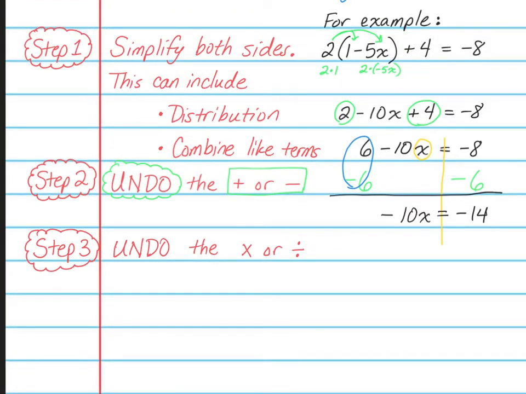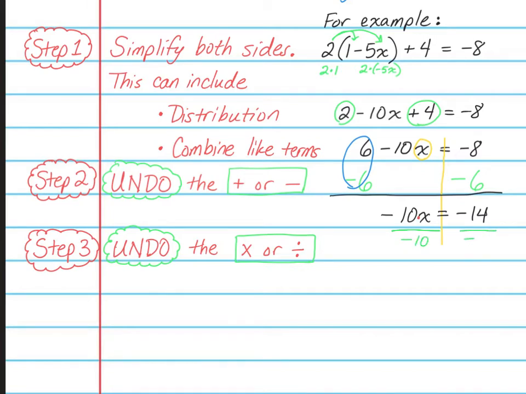The next step, step 3, is to undo the multiplication or division. So now if we look at the problem, we have negative 10 multiplied by the variable x. There's an invisible little multiplication symbol in between. Whenever you have a variable right up next to a number, it means that they're being multiplied together. The opposite of multiplication is division, so we need to divide out the negative 10.